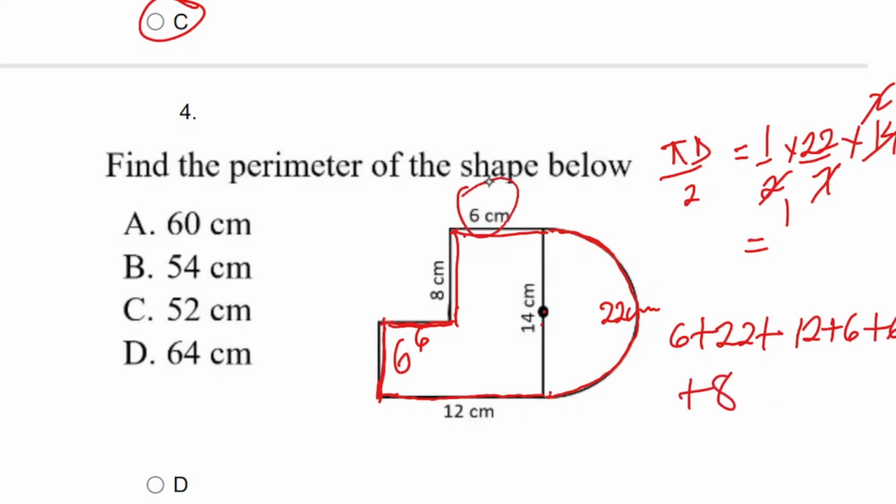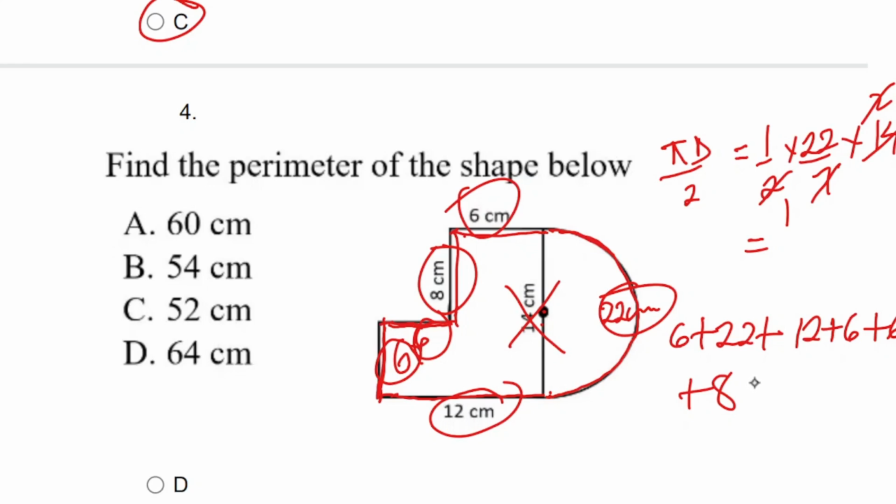So 6 is gone, 22 is gone. Always check. 12 is gone, 6 is gone, 6 is gone, then 8 is gone, everything. So you are not going to record this 14. It's not part of it because it's not the outer boundary of the shape. This one is inside the shape. That is the reason why we are not adding 14 to it.